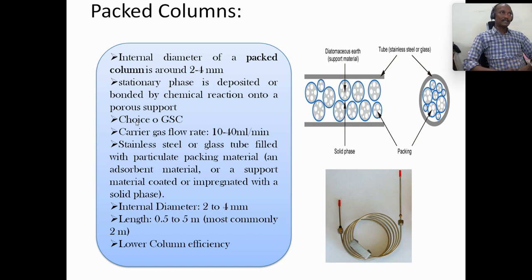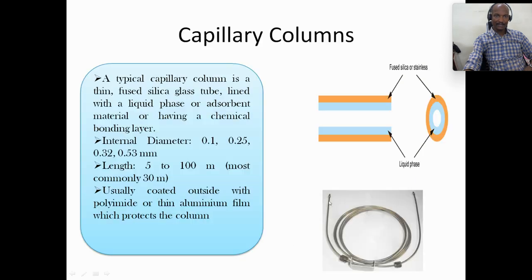Especially here, it lowers the column efficiency. How that can be done: it is a diatomaceous earth, mainly used for supporting the stationary phase. How the packing can be achieved can be shown in this particular diagram.